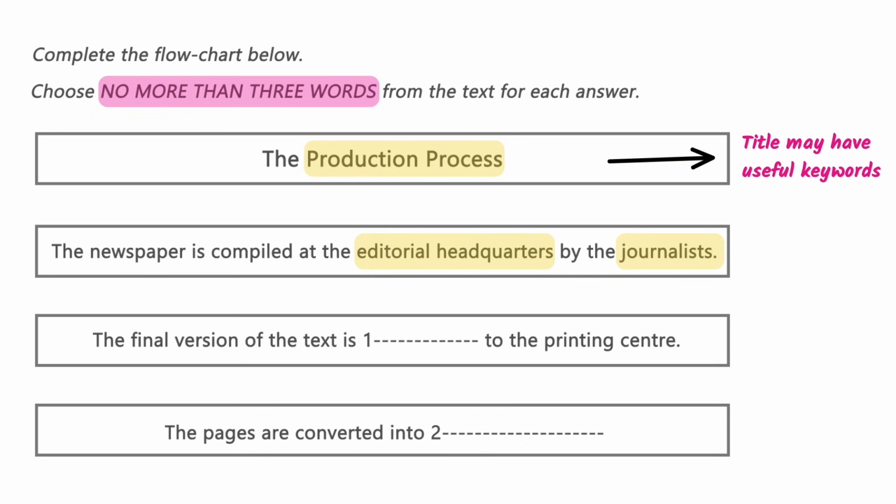So the text is, and also the word before and after the blank is connecting words. So they are important. And final version is our keyword here. So the final version of the text is to the printing center. So we can somehow guess. So we should write a verb.